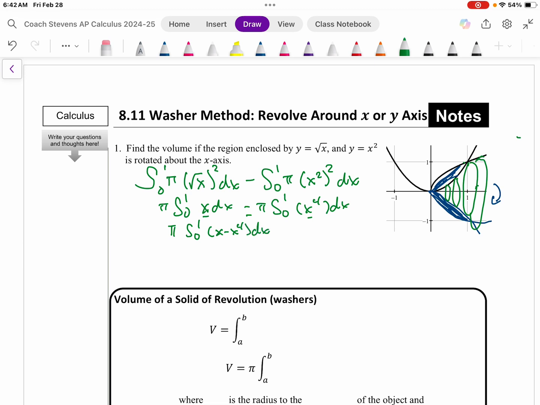Okay, so again, this is a fine way to go about doing it. I will show you an alternate approach that we can do as well here in a moment.